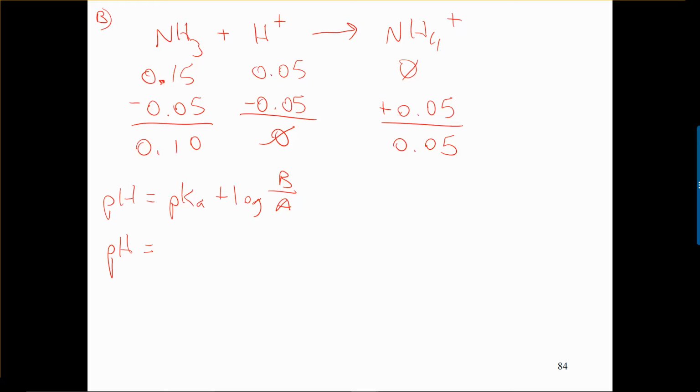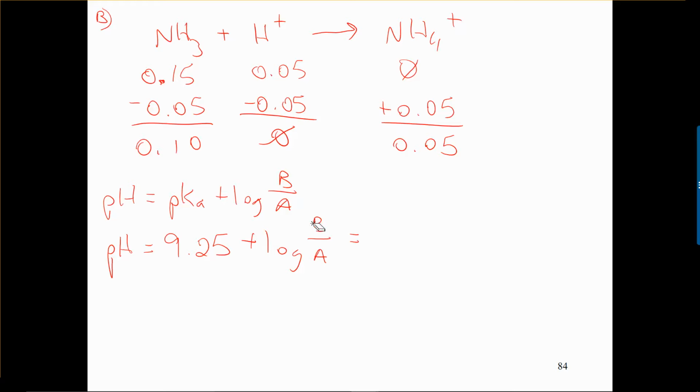You need to find Ka. 5.56 times 10 negative 10. What's the negative log of that? There we go, 9.25. So my pKa here is 9.25 plus the log of the base over the acid.